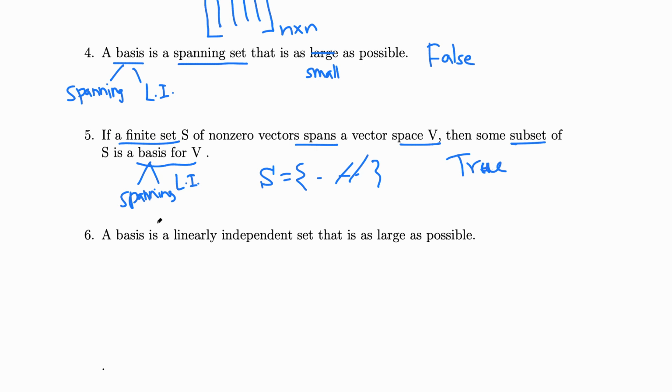And there is a theorem for this. A basis is a linearly independent set that is as large as possible. So basis, again same thing, spanning and linearly independent. So that part is fine. And as large as possible, yeah, that's true, because for the spanning part we can have a lot of members, it doesn't matter, but it's already linearly independent, so it cannot have unnecessary elements. So this is true.